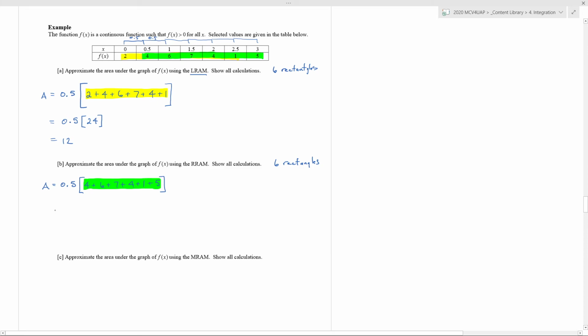So you can see that no matter how many rectangles, if we had the same idea there, when we're doing LRAM, you're going to include every data point except the last one. And when you're doing RRAM, you're going to include every data point, or every f of x value, except the first one.